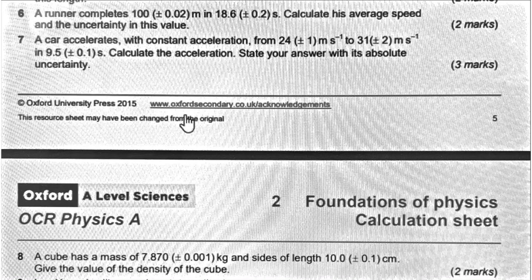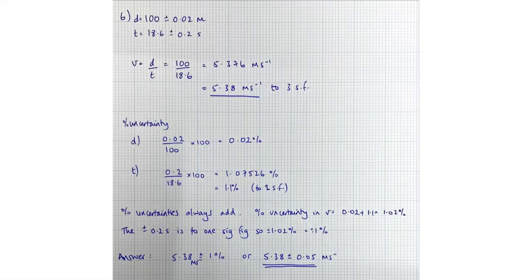So a quick bit of feedback for question 6. A runner completes 100 plus or minus 0.2 meters in 18.6 plus or minus 0.2 seconds. Calculate his average speed and the uncertainty in its value. So first of all, write down what you know.